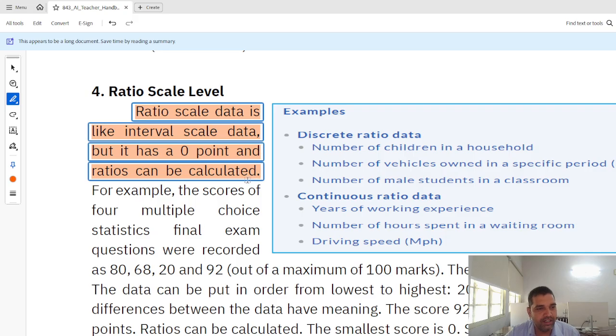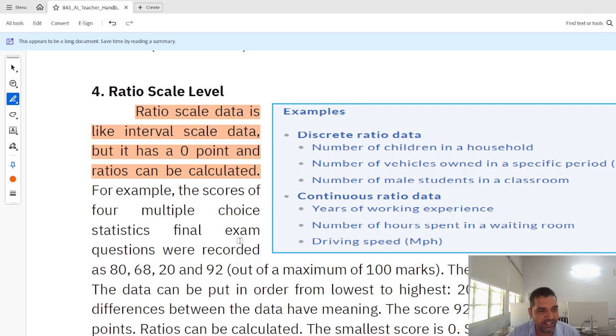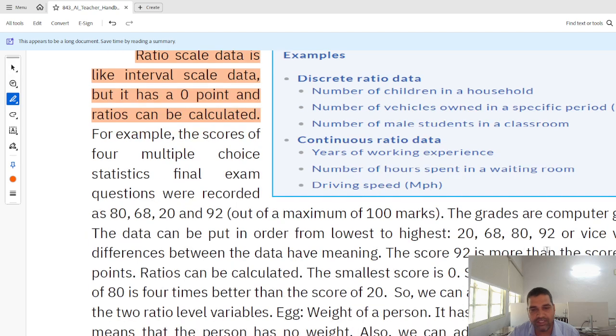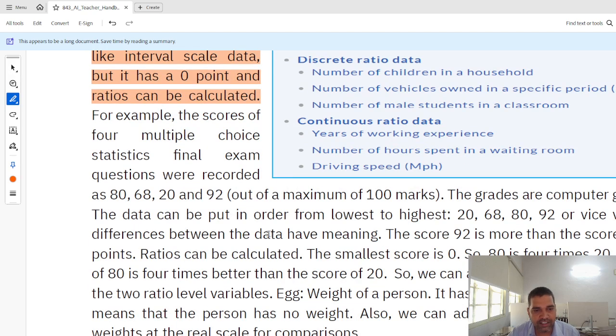The scores of 4 multiple choice statistics final exam questions were recorded like 80, 68, 20, 92 out of a maximum 100. The grades are generated by the computer. Data can be put in order from lowest to highest, 20, 60, up to the highest, 92, or vice versa. The smallest score is 0. So 80 is 4 times 20. Here it is correct, the ratios can be calculated. Now it makes sense: the score 80 is 4 times better than the score 20. Here the comparison you can do in the ratio data.